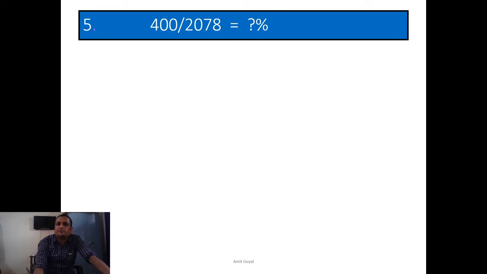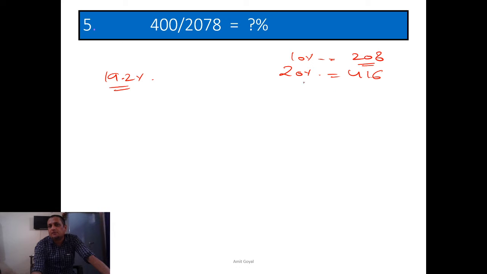Let's take another example. What is the first thing we are realizing here? That the answer should be slightly less than 20%. So my take will be around 19 to 19.2%. Why? Because you can visualize that 20% of the denominator, because 10% of the denominator is somewhere around 208, 207.8, you can take it as 208, 20% should be 416. Now this is 400, slightly less than 20%.